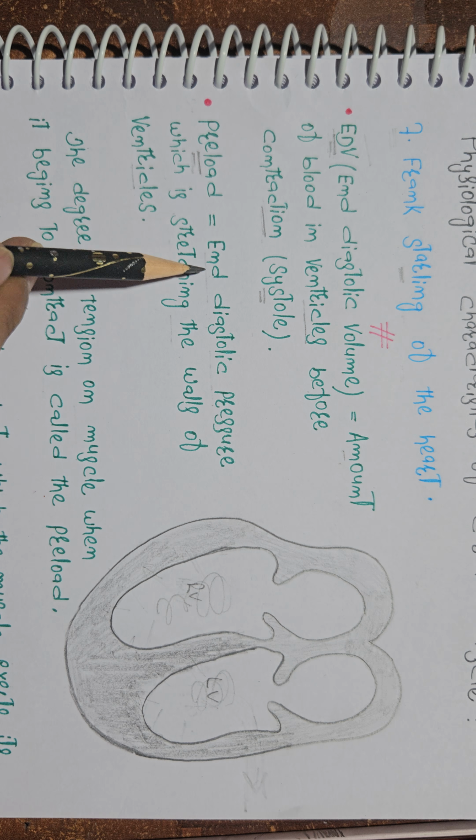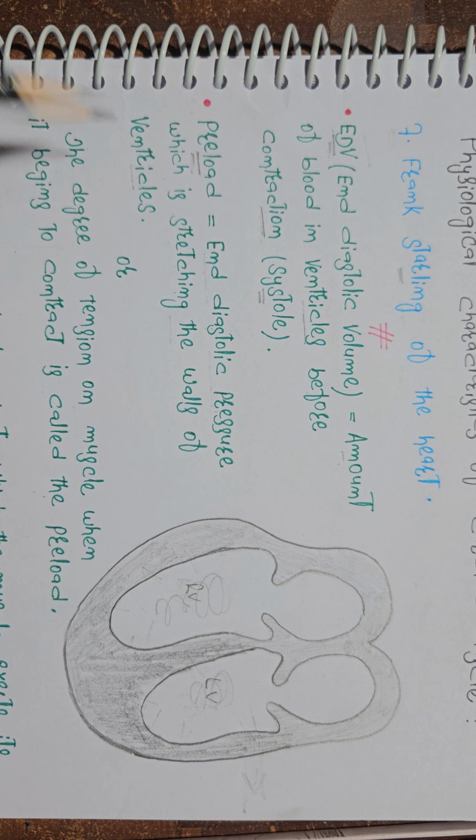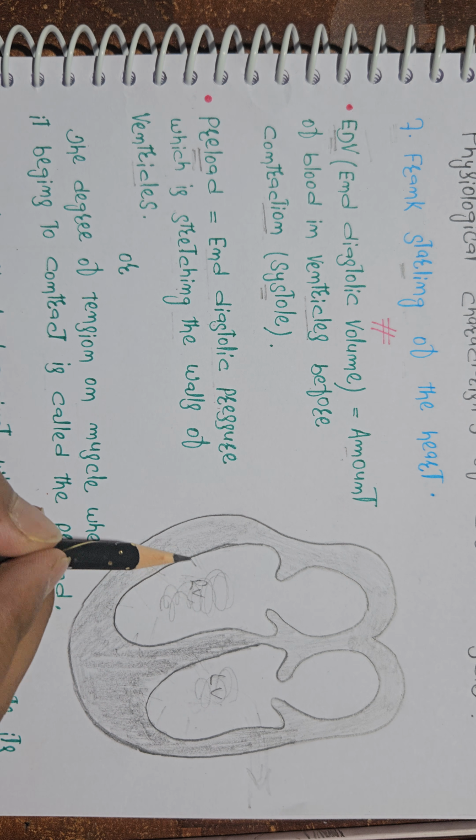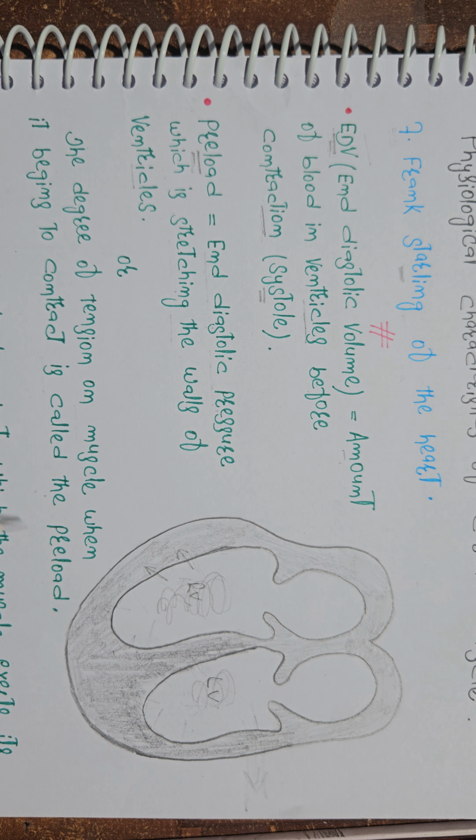Preload is the end diastolic pressure which is stretching the walls of the ventricles. We know there is blood in the ventricles. This blood is exerting a pressure on the walls of the ventricles. This pressure is called preload. So preload is the end diastolic pressure.